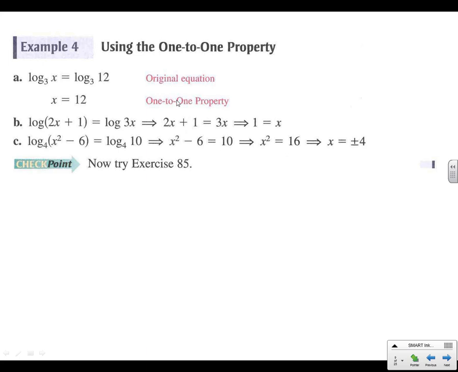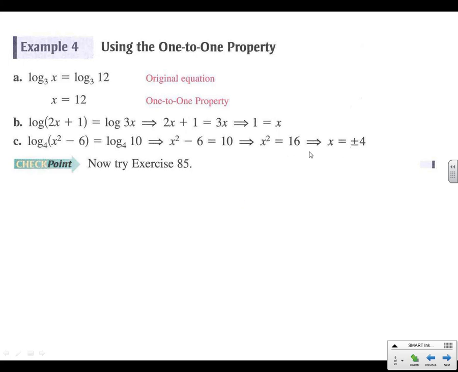Moving right along, using the one-to-one property, same deal here. Our log 3's cancel, x equals 12. Our log base 10s are going to cancel. We're going to have 2x plus 1 equals 3x, and we can solve that. It's 1 equals x. And then log base 4 cancels. X squared minus 6 is 10. Bring the 6 over. X squared equals 16. So x equals plus or minus 4. Either one's going to work.